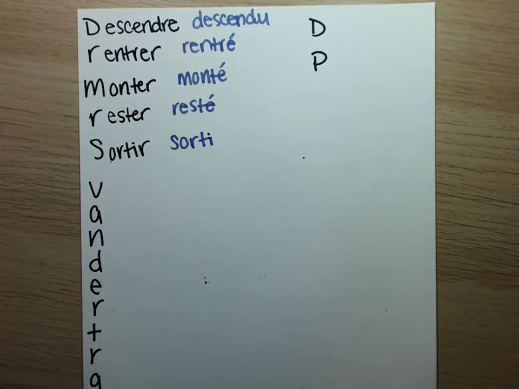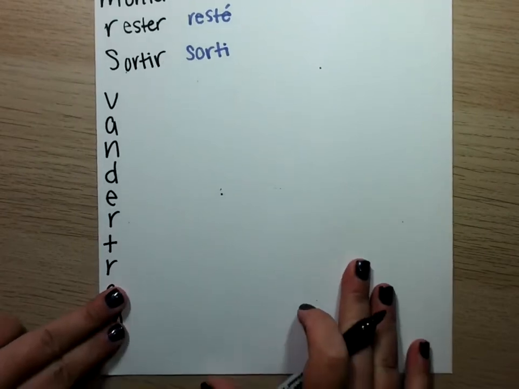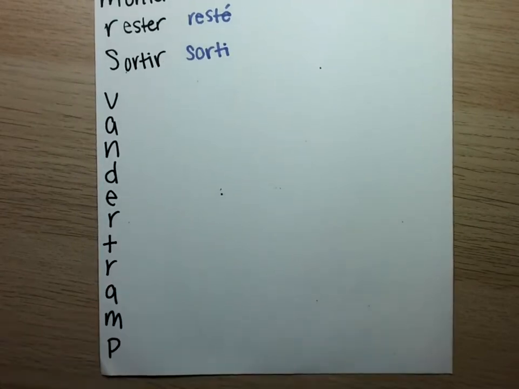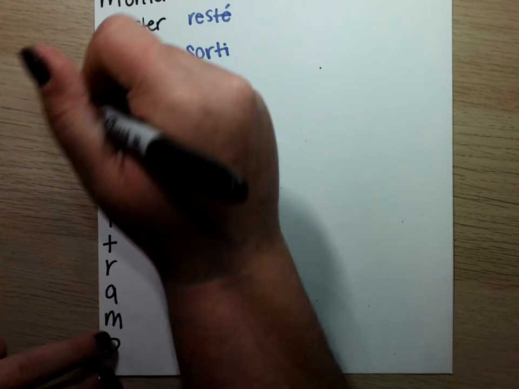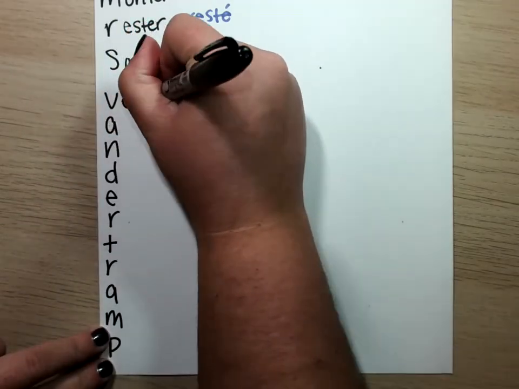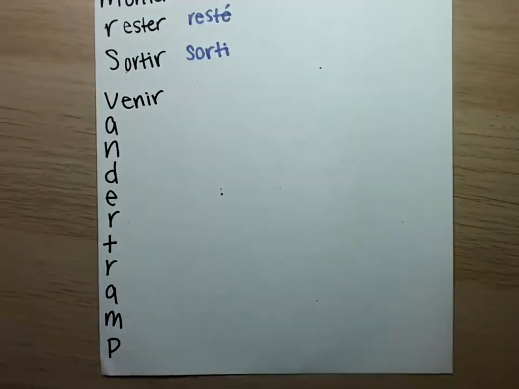Sortir. All right. Now we're on to the Vandertramp part. This is our next big set of verbs. I'm going to move this up just so we can see the bottom of it. Our first verb for Vandertramp is venir, and that is the verb to come.